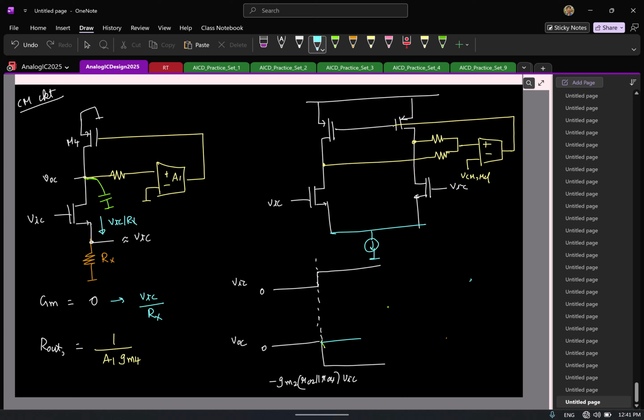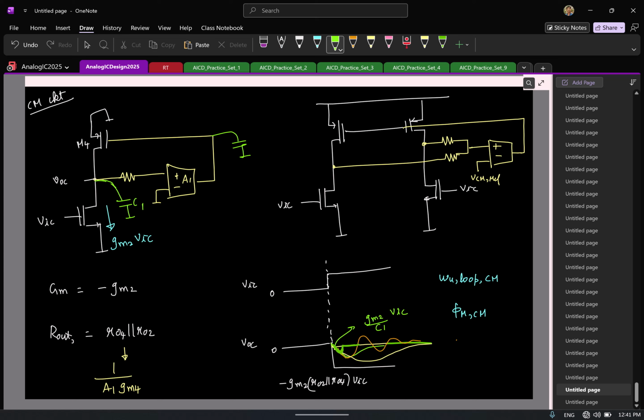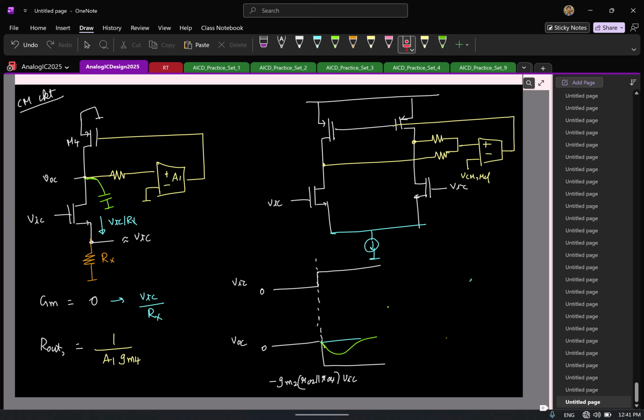Correct? So which means earlier your output was doing all this, because earlier the output current was large, GM2 times VIC. But now you see that the output current, or the common mode current that we are pushing, is much smaller. So the output might actually not rise so much, it might be a very small change. So that's the advantage of having this tail current source.